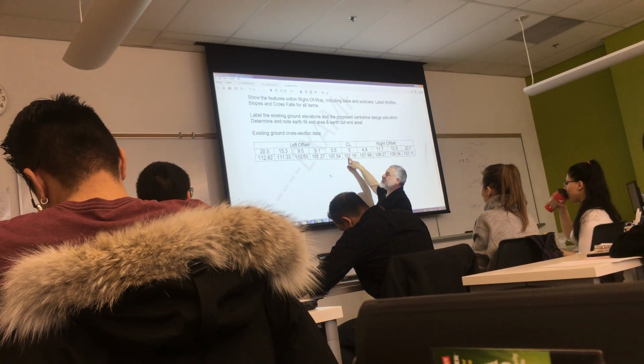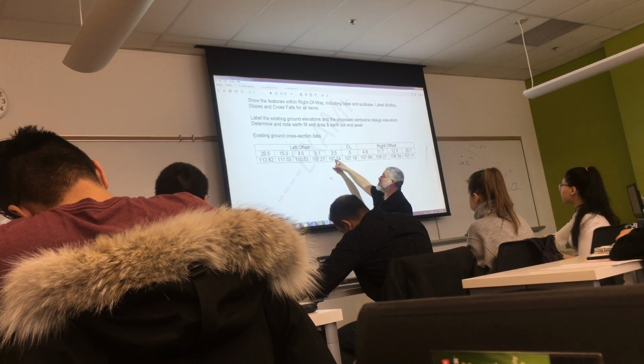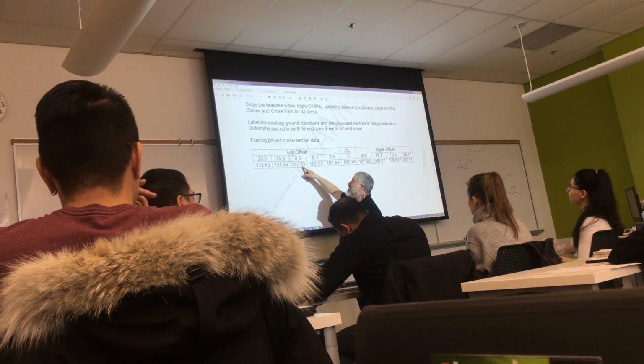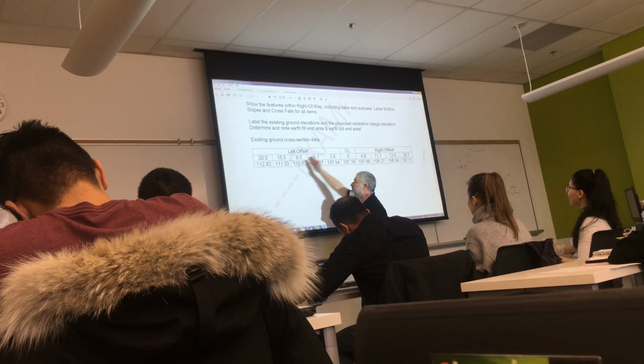So right at the center line, that's the existing ground. 3.5 meters to the left, that's the elevation. 5.1 to the left, that's the elevation. 9.5 to the left, that's the elevation. These distances are all offsets. Distance from center, distance from center, distance from center.